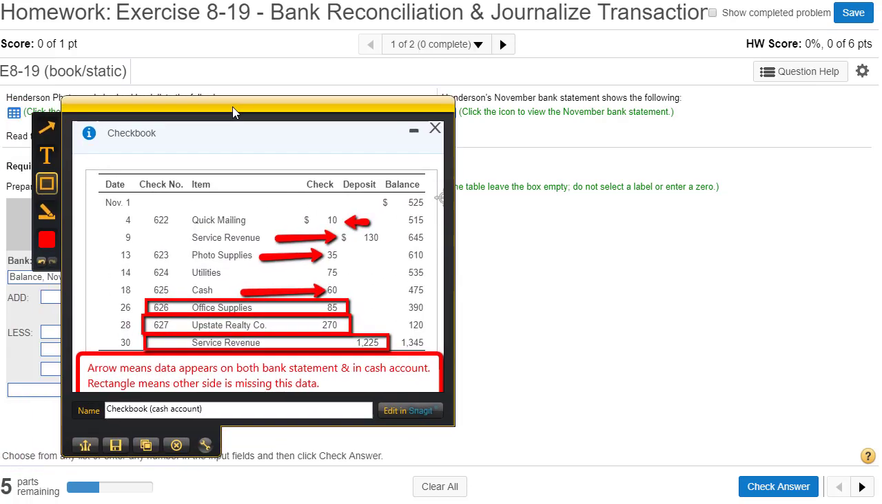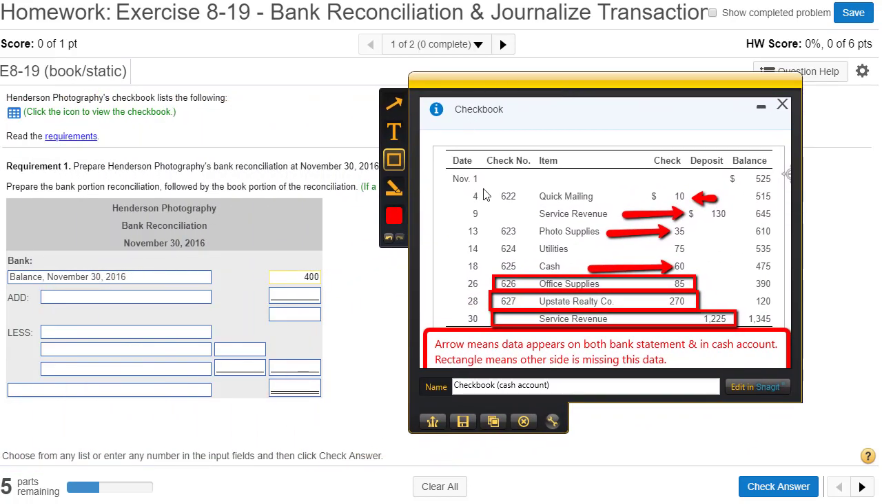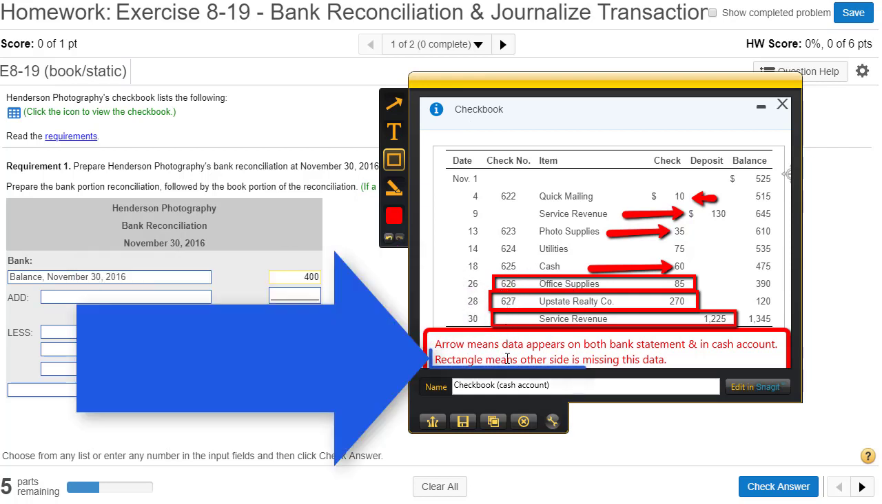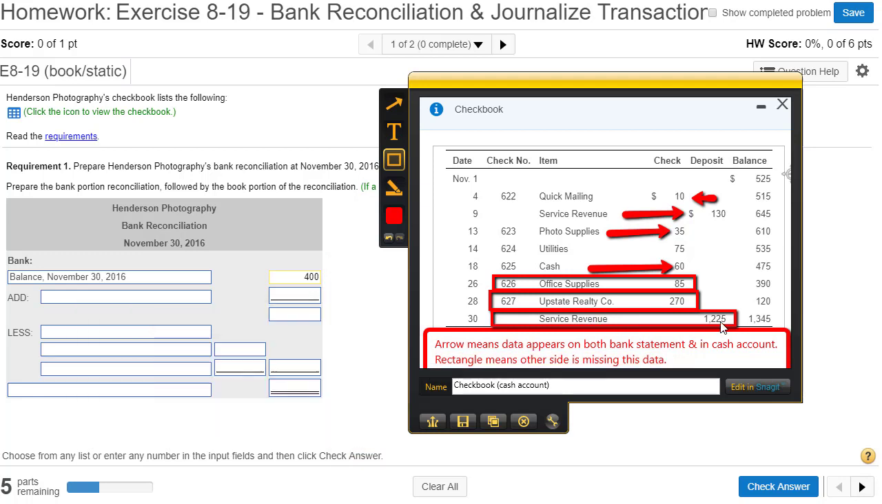So now I'm going to bring in the checkbook side. Remember, these three transactions are in the squares, rectangles, which means that the other side is missing the data. In other words, the bank side did not know about these two checks written, and did not know about this deposit that was made late in the month. So we have to enter these transactions on the bank side. Let's just take these one at a time from top to bottom.